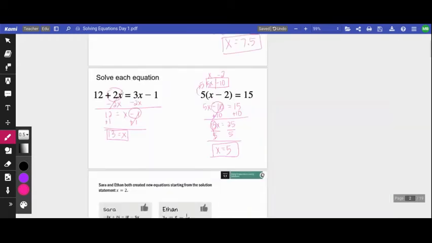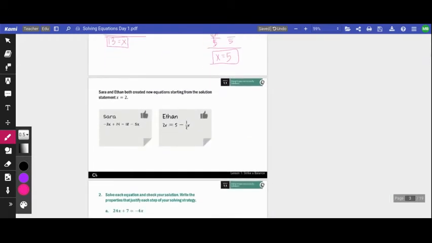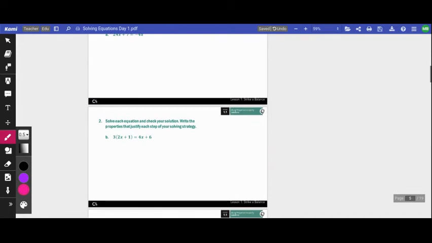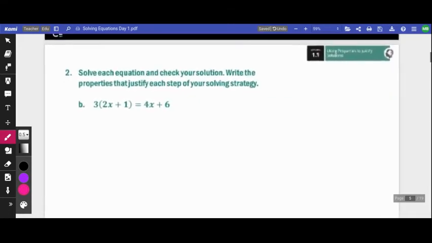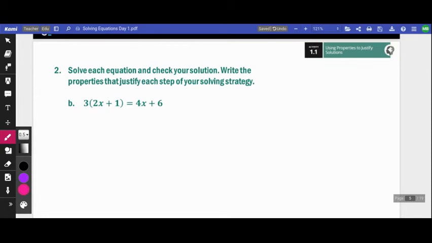Now I am skipping around a little bit. I'm not going to go over the next 2 slides, but I'm going to do problem number 2, letter B. It says solve each equation and check your solution. It does ask you to write the properties that justify each step, but that is not something that we are going to focus on during this assignment. Our focus is just going to be on solving.